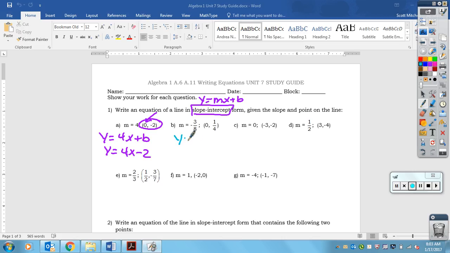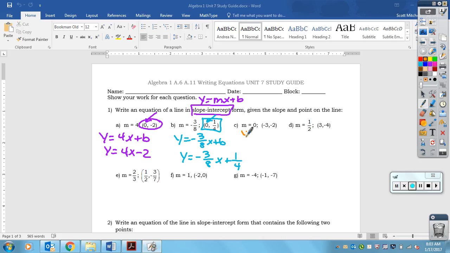B is a very similar type question. They gave us the slope, y equals negative 3/8 x plus b. We have to find the y-intercept, but again, they gave us the y-intercept because the y-intercept is when x is 0. Y equals negative 3/8 x plus 1/4. Now there are other ways to do it, but that's the easiest way because they gave us the y-intercept right off the bat.